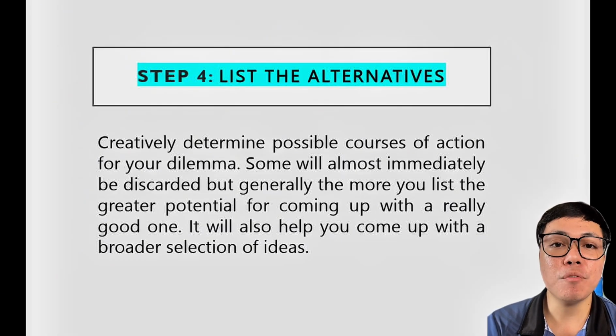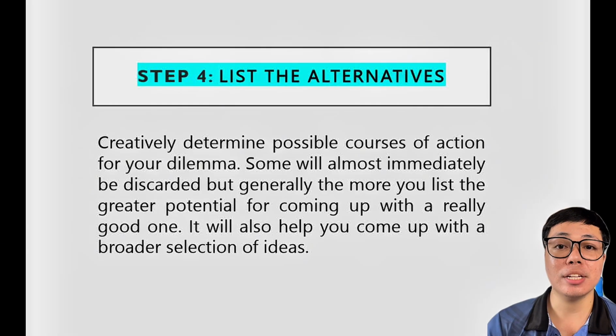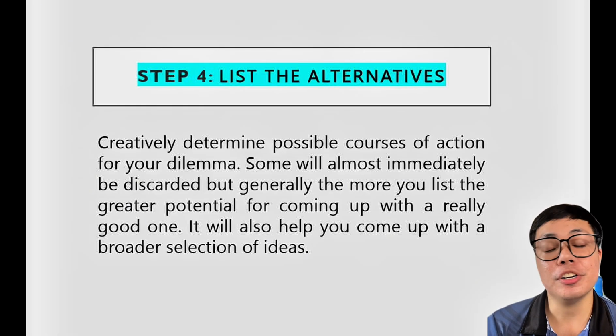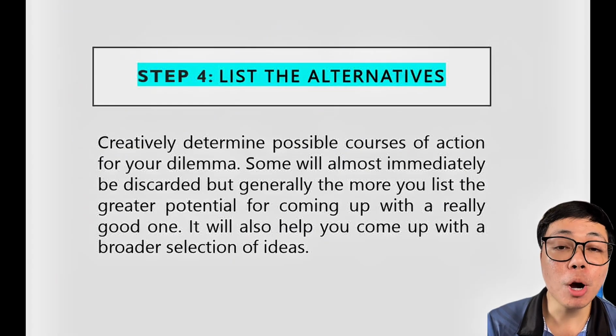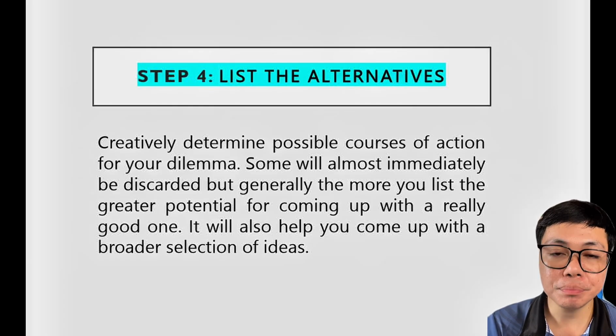Scott Ray's step 4, list the alternatives, brainstorms all possible actions you can take in the moral situation. Do not judge or choose yet, just gather options. Include realistic, unlikely, and middle ground choices. More options equals a better chance of finding the most ethical solution.